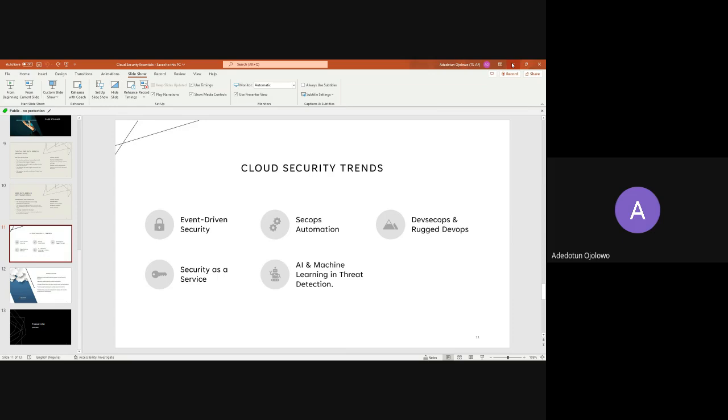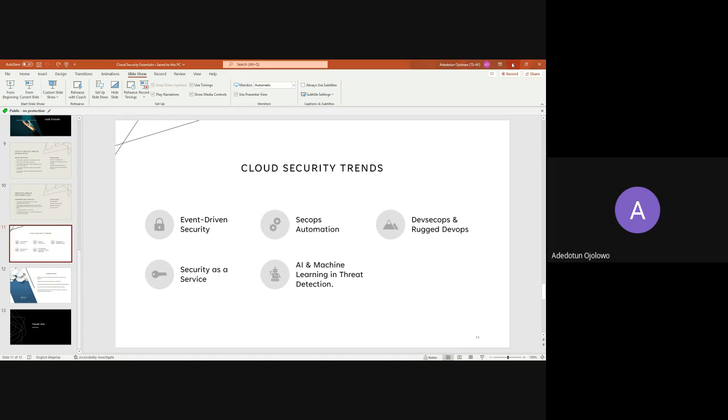And in that cloud security trend, we also have SecOps automation. What this does is automate your security operations, and this helps you to improve efficiency and response time. So one very good way of adopting SecOps automation is by using tools and scripts to automate repetitive security tasks.